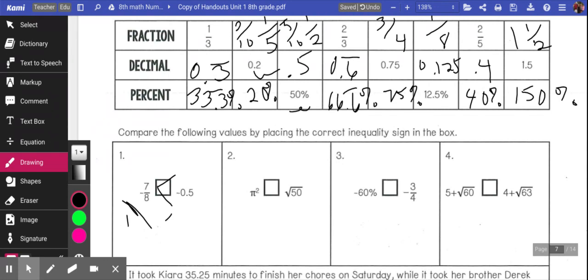Okay, next we have pi squared, which is 3.1, blah, blah, blah, goes on forever. And then we have the square root of 50. So you could do that on your calculator. And I was going to pull mine up here because you can also estimate. But I'm going to do the square root of 50.